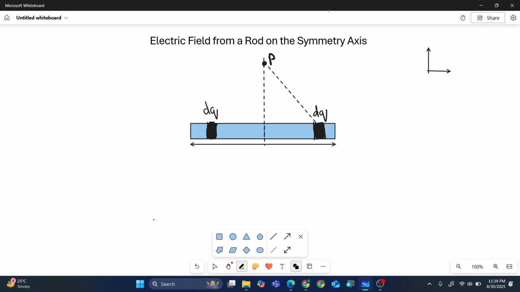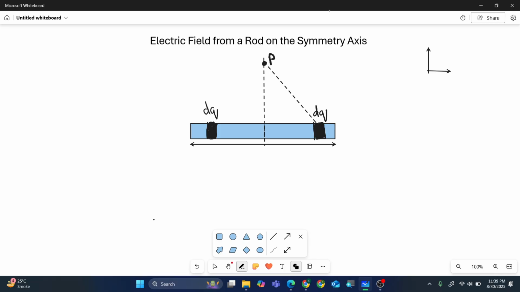Hi everyone. So in this video we are going to compute the electric field from a rod on the symmetry axis. So on the screen you could see a rod which is electrically charged. The charge is uniformly distributed across the rod, and we are going to compute the electric field due to this rod at the point P.